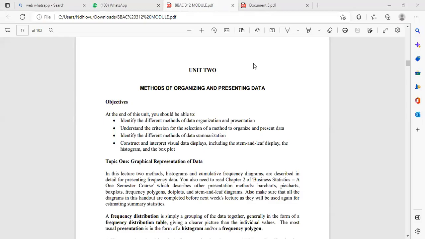Okay, so we are looking at unit 2 in QM, quantitative method: organization and presentation of data. Very, very important topic in quantitative method.